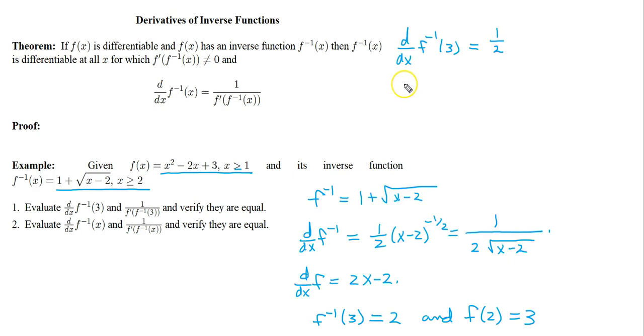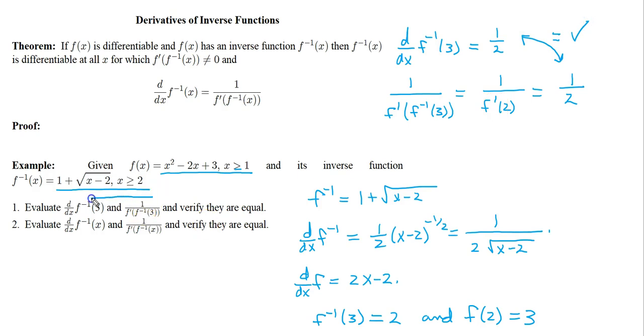And if we evaluate this part, let's see, f inverse of 3 is 2, so I'm going to get, and if I put 2 in here for x into the derivative of f, I get 4 minus 2. That's going to be, so that's going to be 1/2 then. And yes, these are equal. And that verifies this part right here.